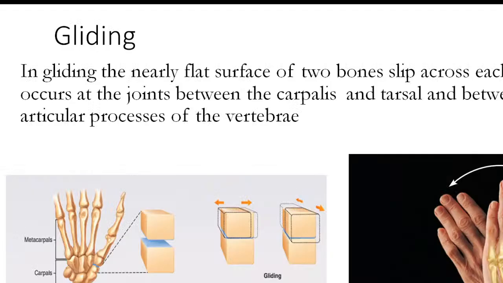Gliding. In gliding, the nearly flat surfaces of two bones slip across each other. This gliding occurs at the joints between carpal and tarsal bones, and between the flat articular processes of the vertebrae. Gliding movements at the wrist.